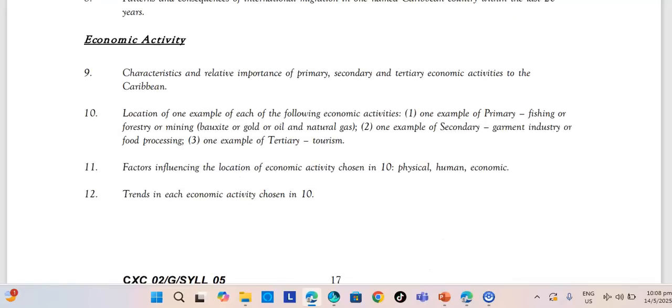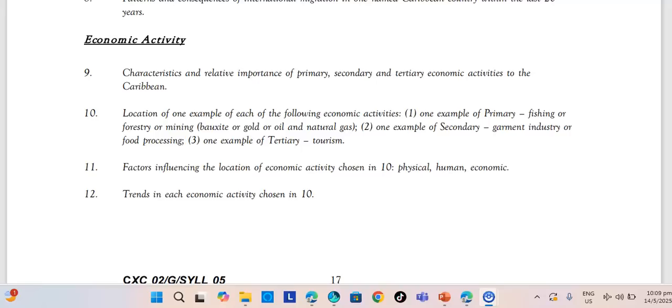Now, what are the factors influencing the location of economic activities? And if you're answering a question like this in the exam, you're going to look at the physical factors, human factors, and economic factors. Now we're going to start by looking at the physical factors that influence the location of economic activities. And the first physical factor that we're going to look at is climate. Now, certain crops or tourism activities need specific weather.